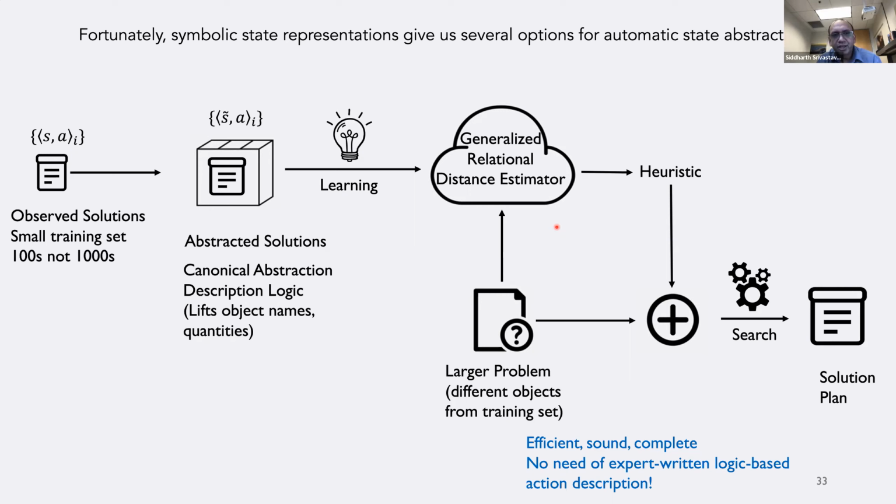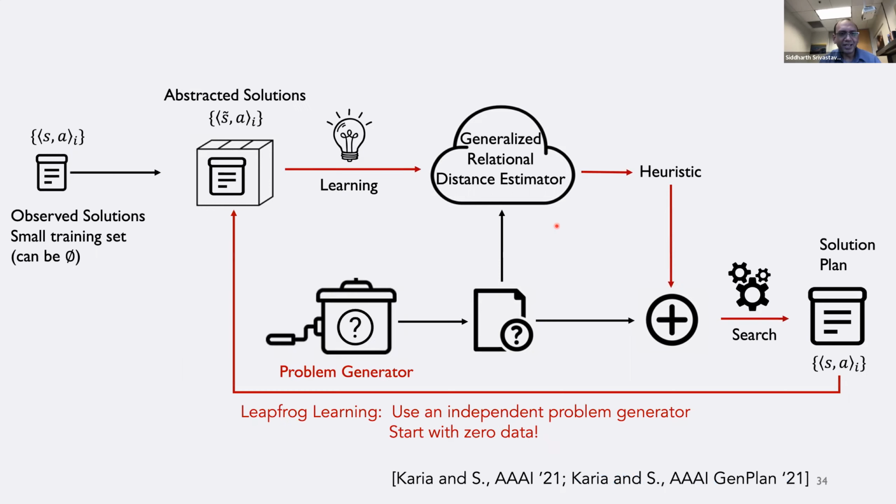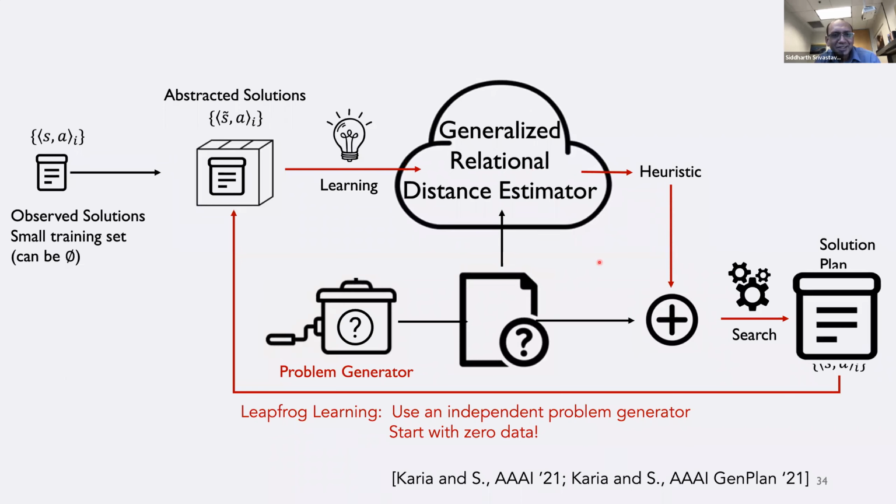I'm not going to have too much time to get into it, but because this works well, we took this a little further and said, suppose you have no training data at all, but you have a problem generator. Then you can start with a zero training set and a basic blind search algorithm, generate small problem instances at first, use that to start generating data for your relational distance estimator or heuristic generator, and then bootstrap this entire process by getting larger and larger problems. This turns out to work very well. It is able to find plans with zero training data to start with.